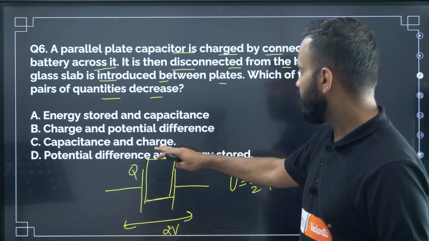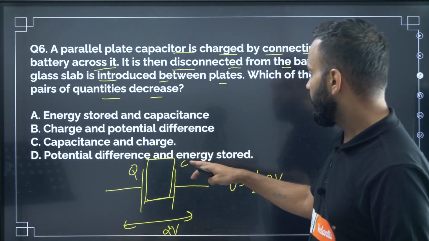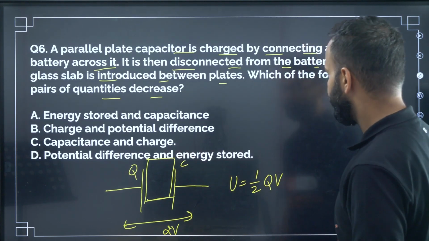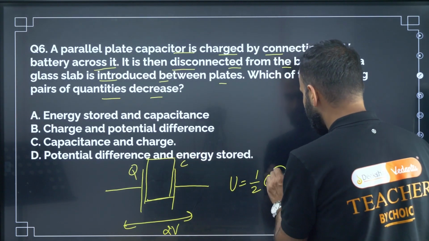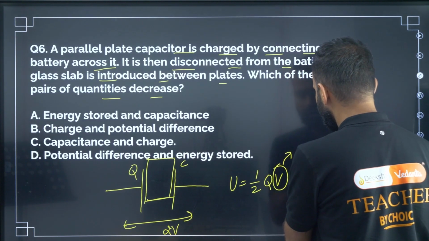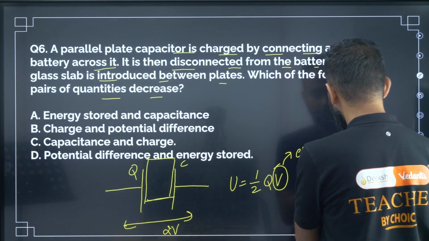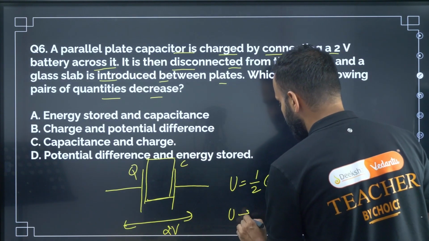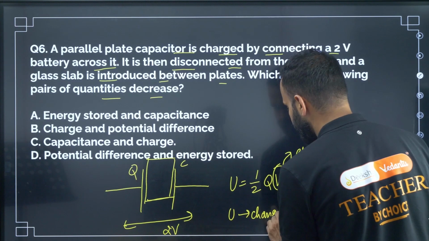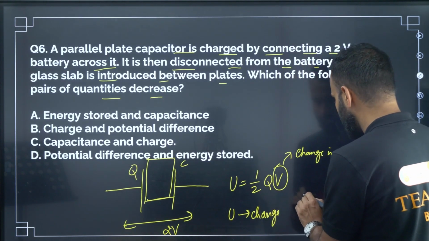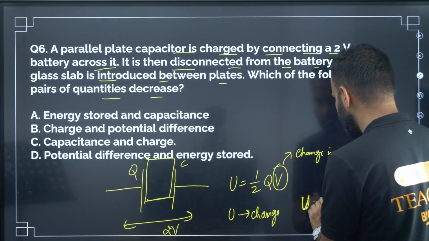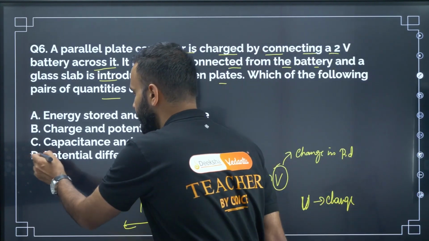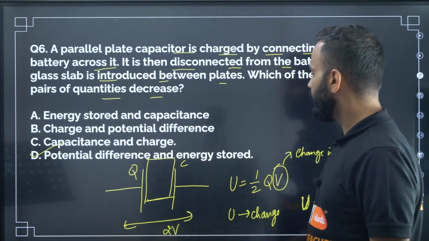When you introduce the dielectric, what happens? There will be a change in potential difference when you introduce the dielectric. So U, the energy stored, will change, and the potential difference V will also change. So the correct option is D, potential difference and energy stored.